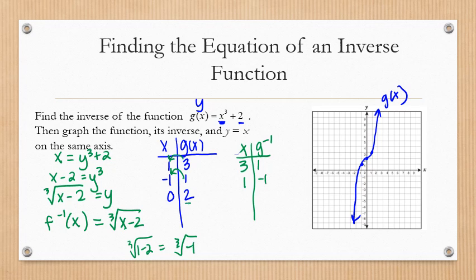When I substitute in 2 for x, I should get 0, since again this is reversing the process. When I plug in 2, I get the cube root of 2 minus 2, which is the cube root of 0, which is 0. So let's see what this looks like graphed. So 3, 1, 1, negative 1, and 2, 0. And this is, again, going to be the cube root function shifted to the right 2 units.